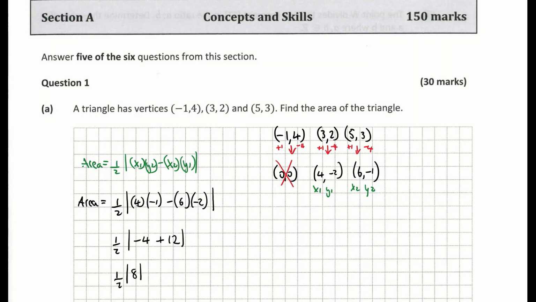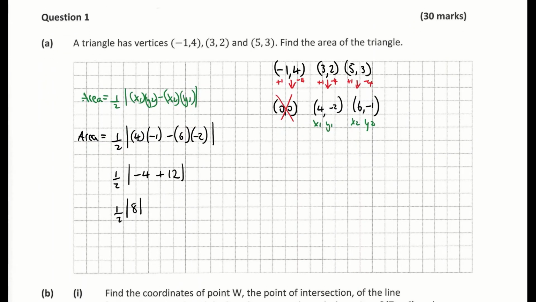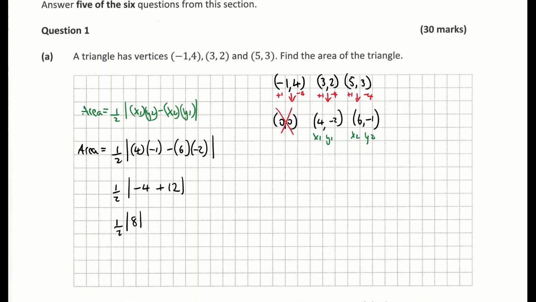The brackets are basically your modulus brackets, which means you turn your solution to a positive. It's already a positive, so half of 8 is 4 units squared. Okay, so that's question 1a.